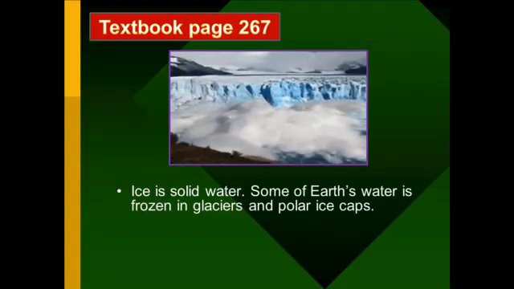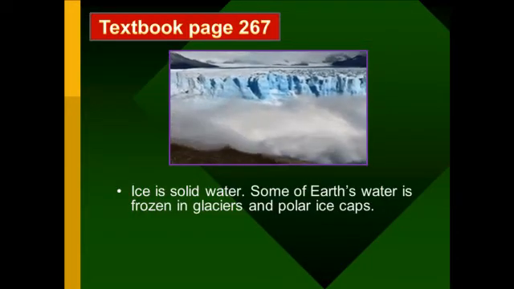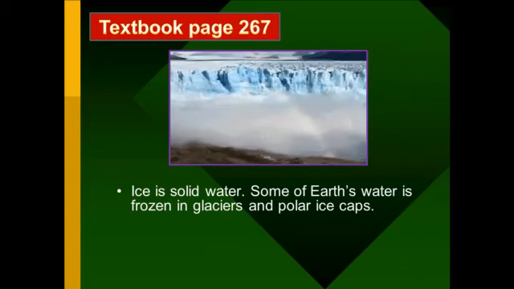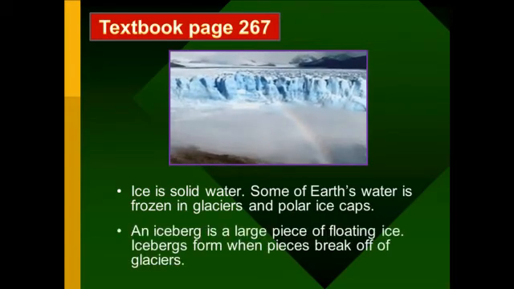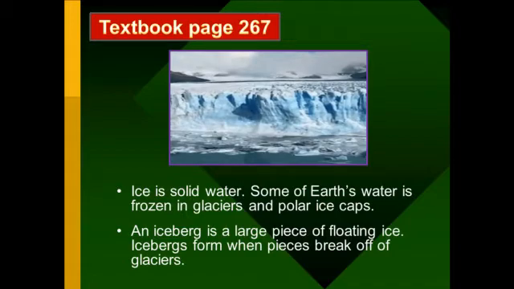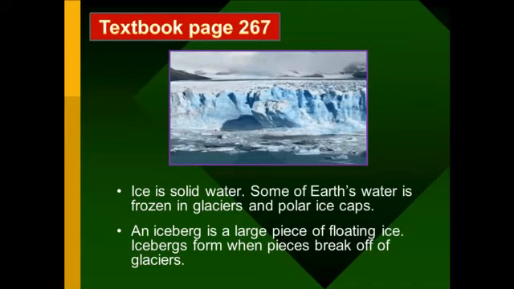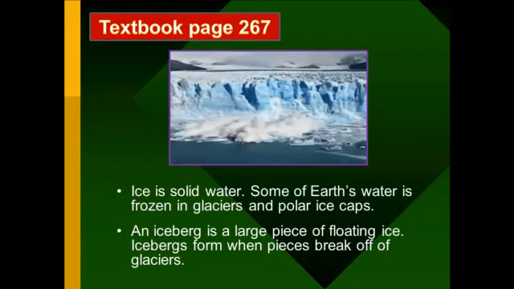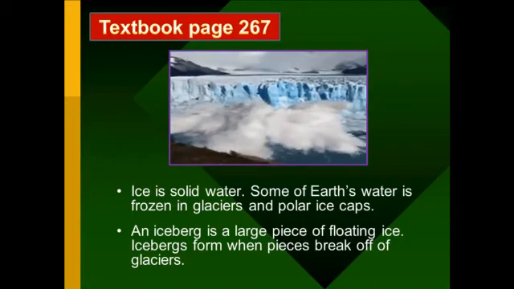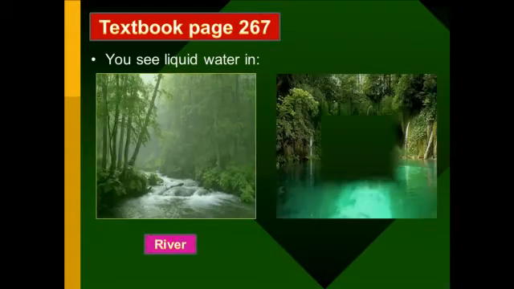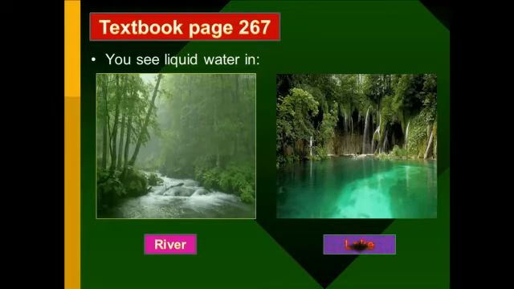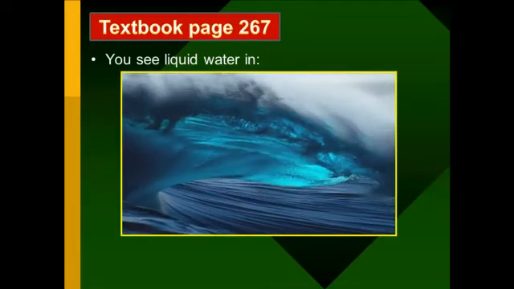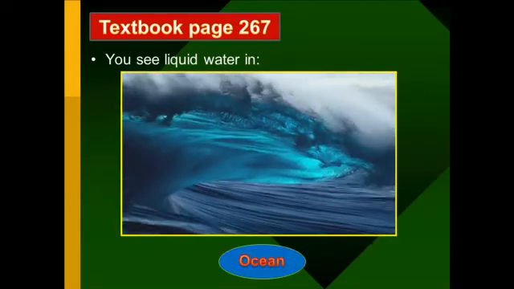Ice is solid water. Some of the Earth's water is frozen in glaciers and polar ice caps. An iceberg is a large piece of floating ice. Icebergs form when pieces break off of glaciers. Second, water as liquid. You see liquid water in river, in lake, or even in ocean.